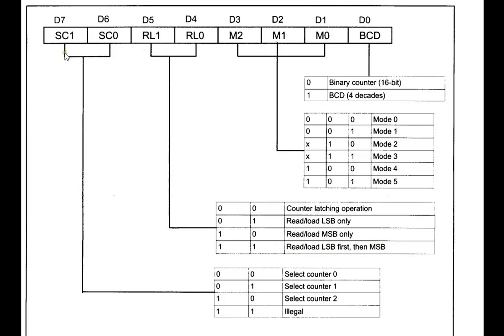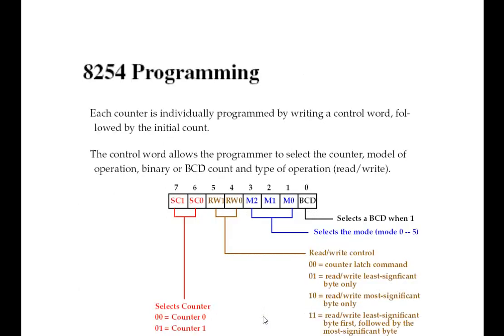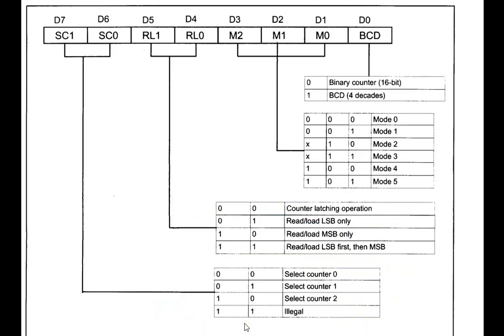Then now we go to the SC section. SC is for select counter. If it is 0, 0, then it will select counter 0. 0, 1 is to select counter 1. 1, 0 selects counter 2, and 1, 1 is the illegal operation. So this is the diagram for this section. So this is how we can call it. That's how the 8253 and 8254 control word format works.